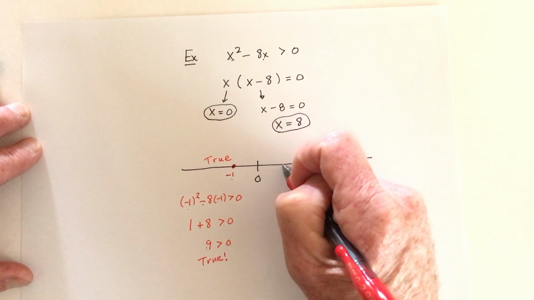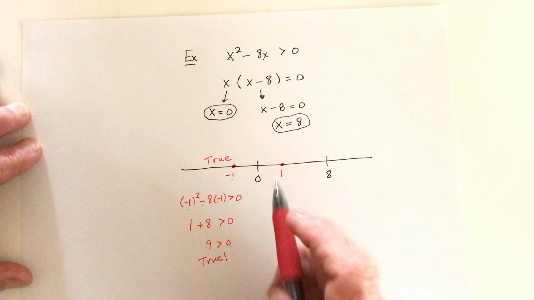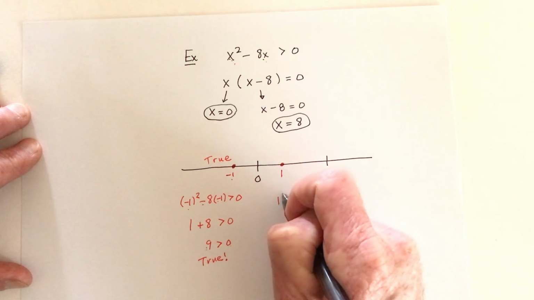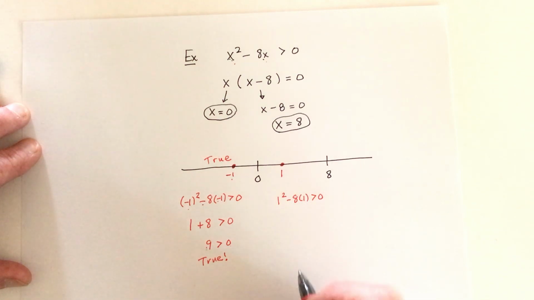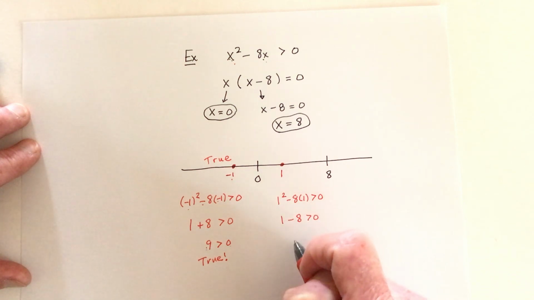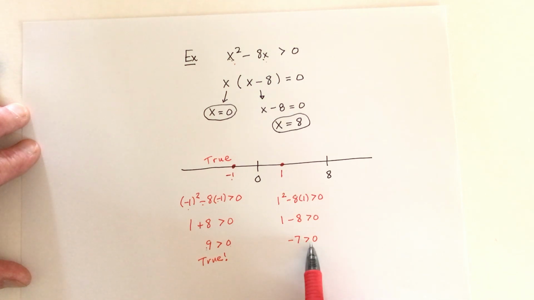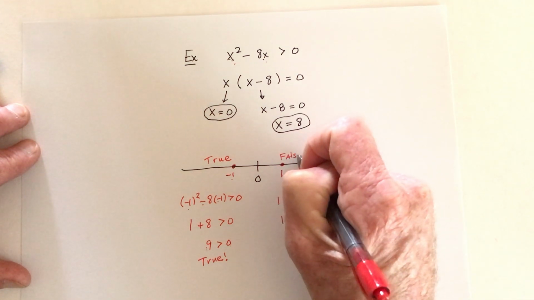Then pick a number over here, and you can pick any number between 0 and 8. Probably the easiest would be a 1, and substitute that back into the original problem for these x's. So that's going to be 1 squared minus 8 times 1. Is that bigger than 0? 1 squared would be 1, and 1 minus 8, is that bigger than 0? Well, that's -7. And bigger than 0 is another way to say positive. So is -7 a positive number? That is false. So all of the numbers in here are going to make it false.